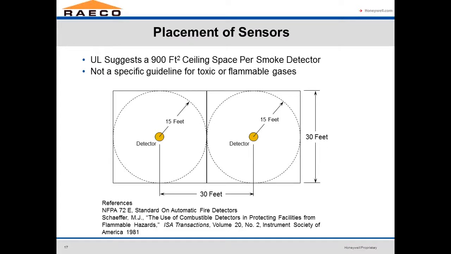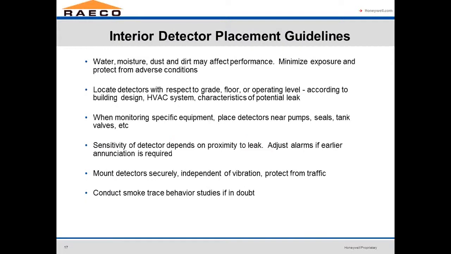Placement of sensors, again, we talked about it a little bit. We'll talk about it again, but UL suggests a 900-square-foot ceiling space for smoke detectors. So smoke detectors have a kind of a general guideline. There really isn't anything that I'm aware of besides some general recommendations where to place sensors. Again, there's a couple of schools of thought on this, whether you want to protect people more or protect equipment. Keeping sensors located where people are working is always a good idea, and also locating sensors close to possible leak points.